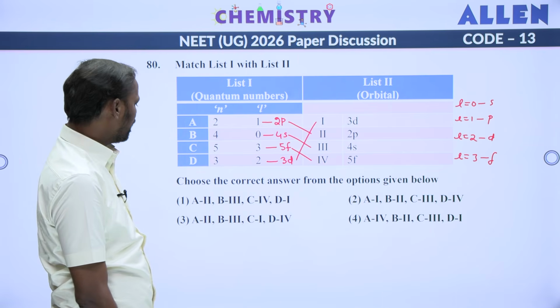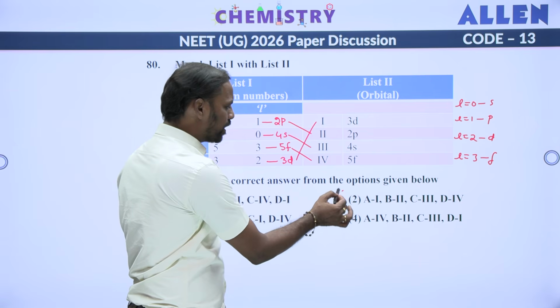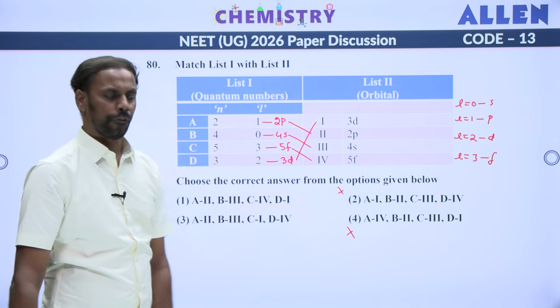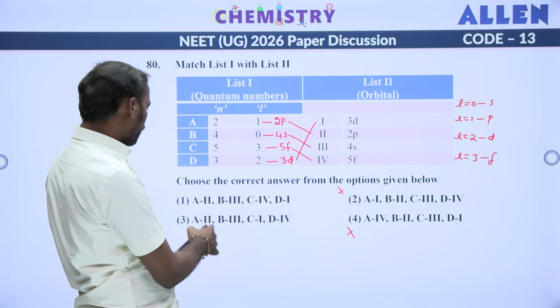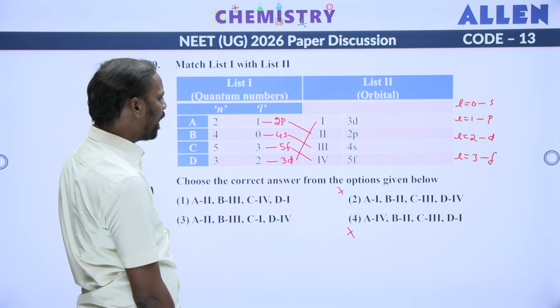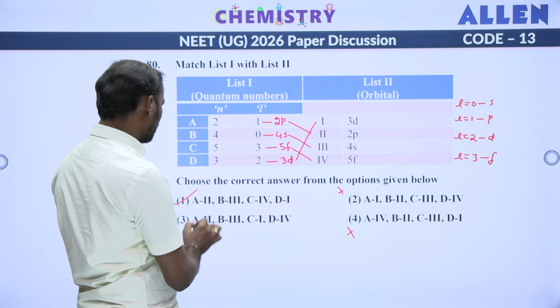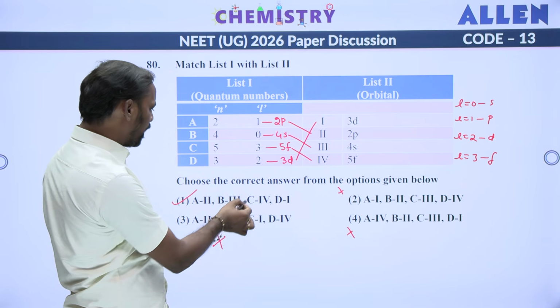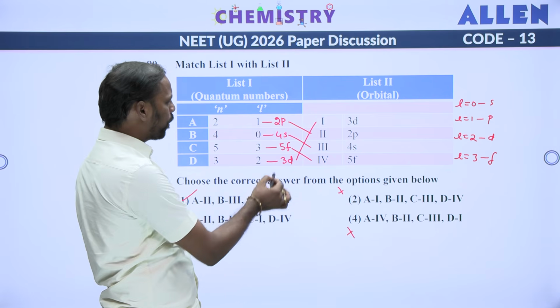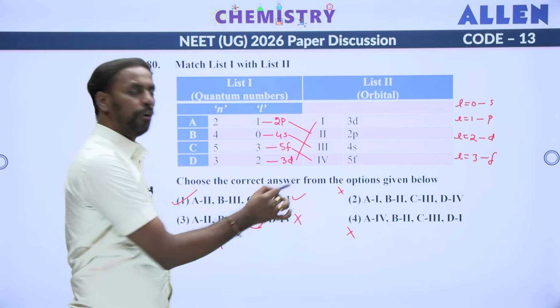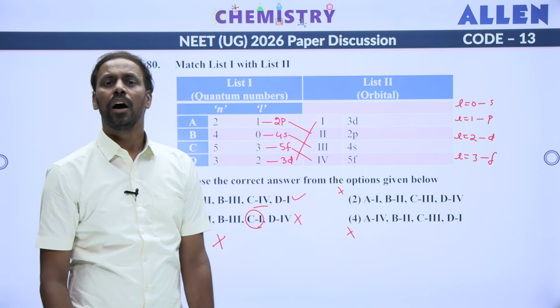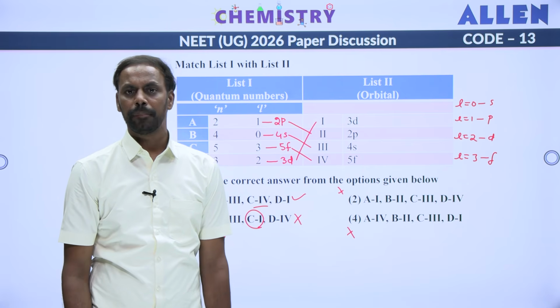So where is the suitable option? Check that. A is matching with 2, so you can cancel option 2 and option 4. Okay. Next, directly you can see this one. A is matching with 2, B is matching with 3. At that time this is also not correct, because C is matching with 4 here. Where C is matching with 1, this is correct, this is not correct. So this is a direct question asked from atomic structure, related to quantum numbers.